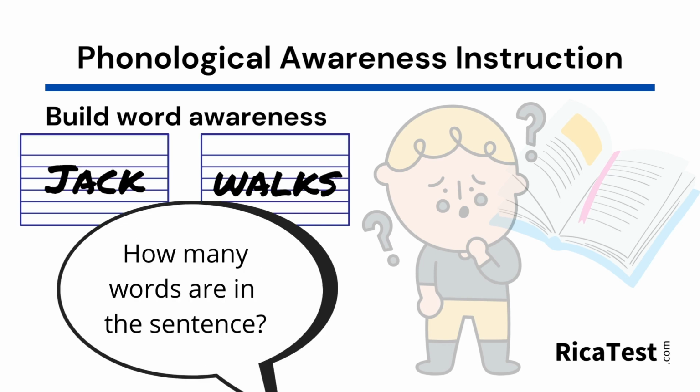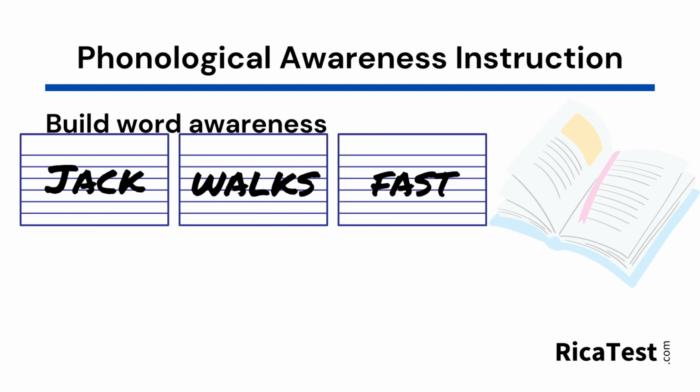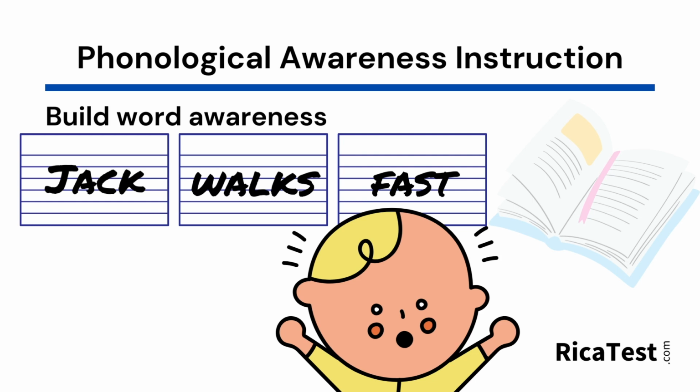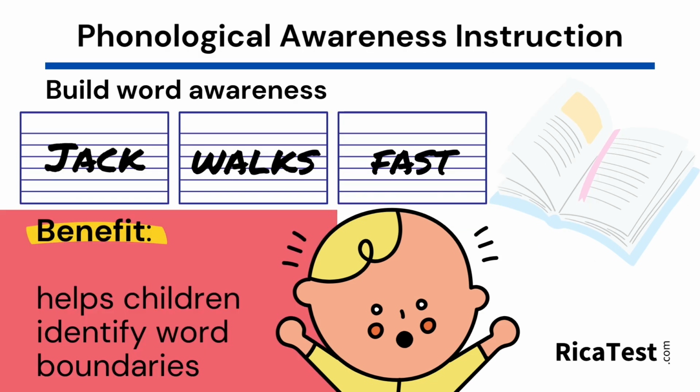Jack walks. Then the teacher asks the student how many words are in the sentence. If the student correctly answers two, then the teacher builds off the first sentence and adds a word to create a three-word sentence. For example, Jack walks fast. This pattern can continue with more words and more challenging words to accommodate students' needs.